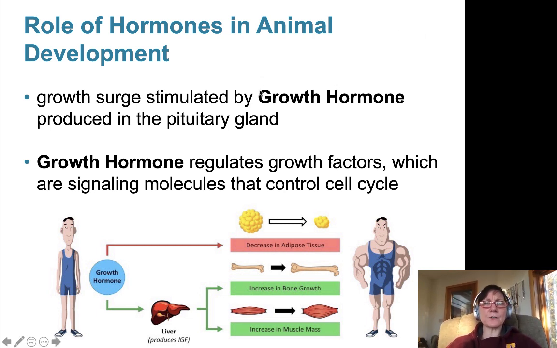So those growth surges are stimulated by growth hormones, and these are produced in the pituitary gland. And this figure is meant to be highlighting some of the consequences of those growth hormones. So they regulate growth factors, which are signaling molecules that control the cell cycle. And so it normally will cause a decrease in adipose tissue and an increase in bone growth and in muscle mass. And so they're sort of highlighting this by showing a cartoon of an underdeveloped man and then a hyperdeveloped man.